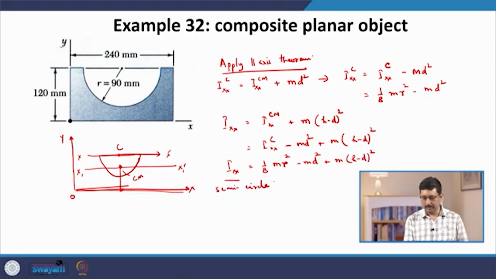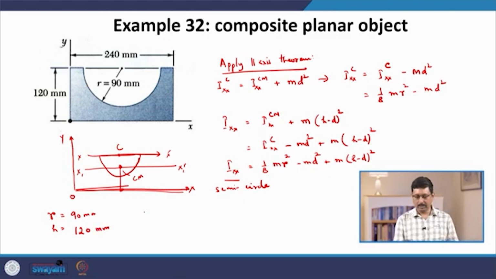Well, we derived some expression. So, now we need to put in the numerical values. I leave it to you as an exercise to complete this calculation and plug in the numerical values. I will provide some hints. According to the problem, some of the values are given. R is given as 90 millimeter, and H is 120 millimeter.